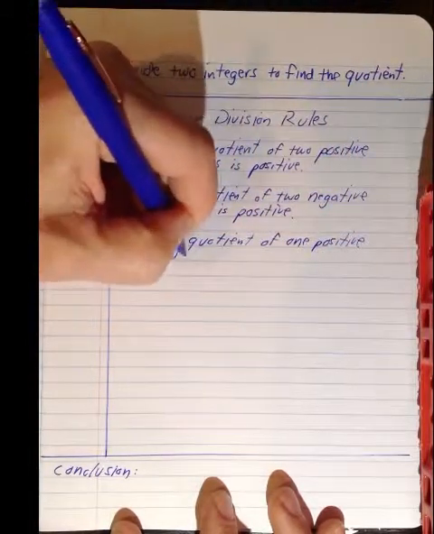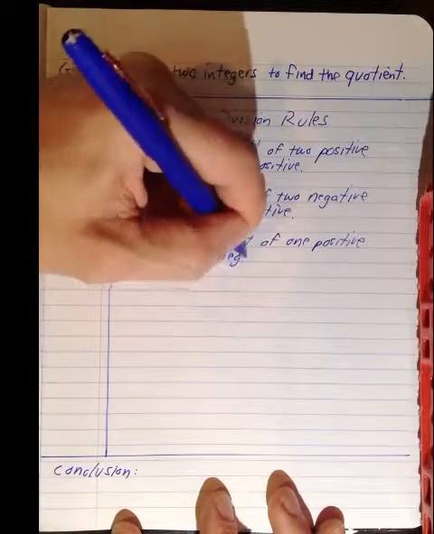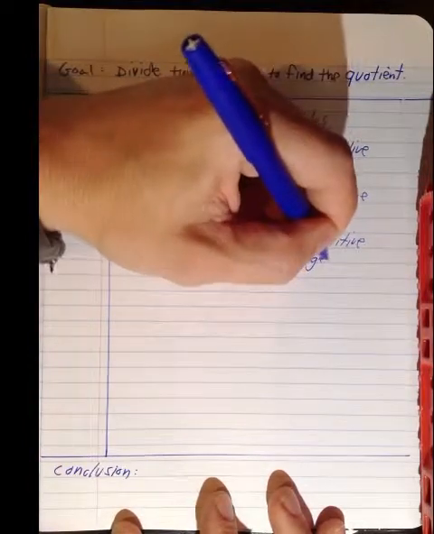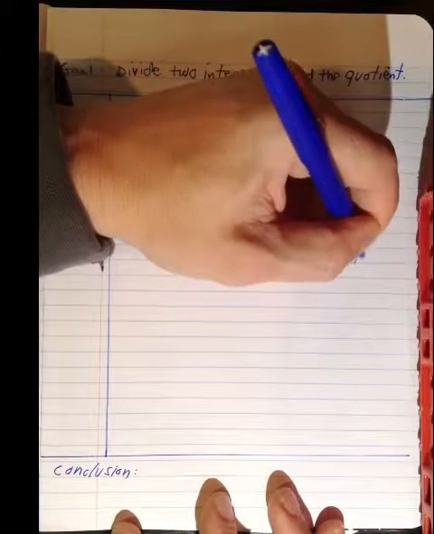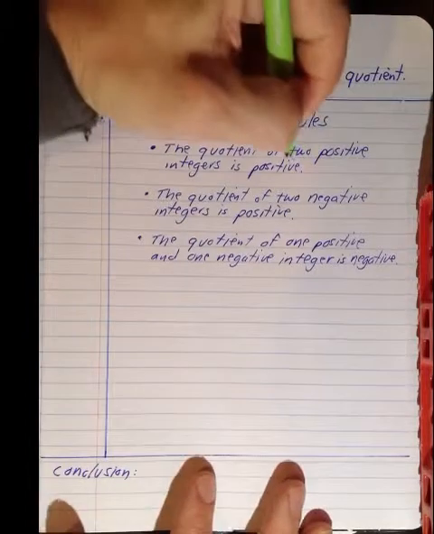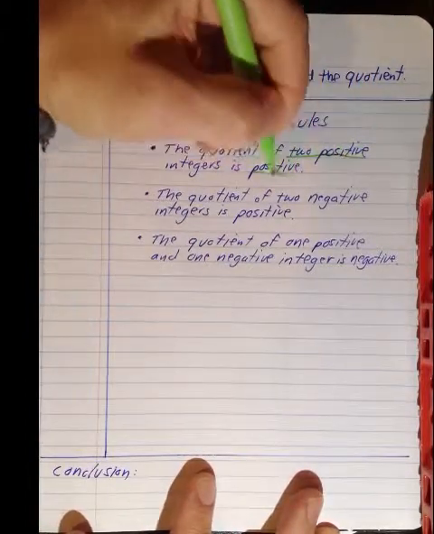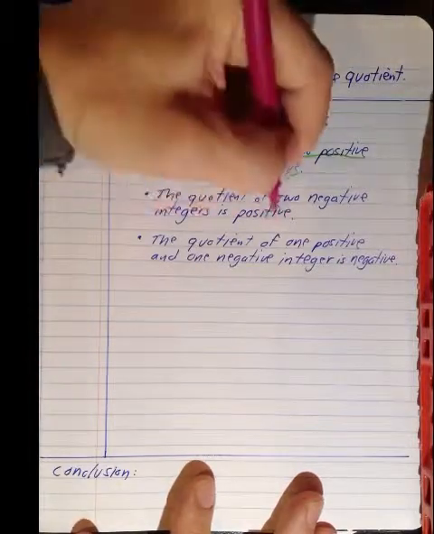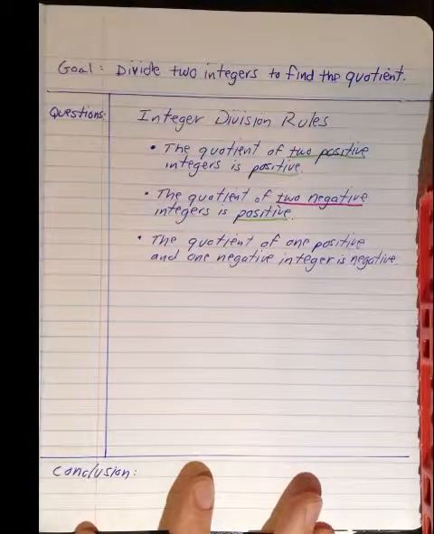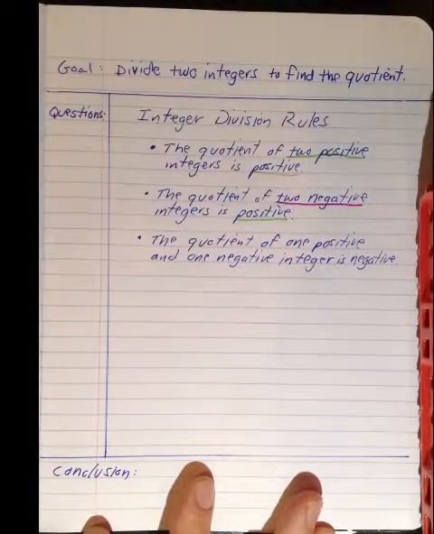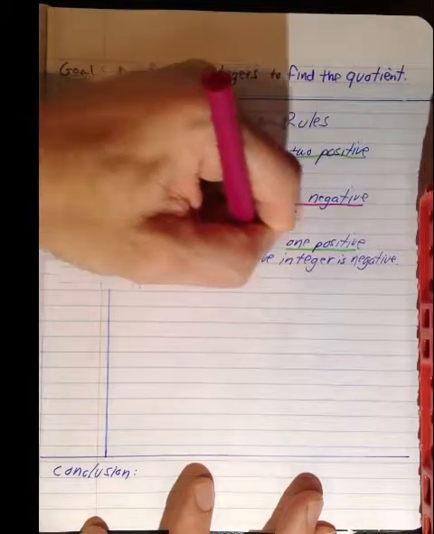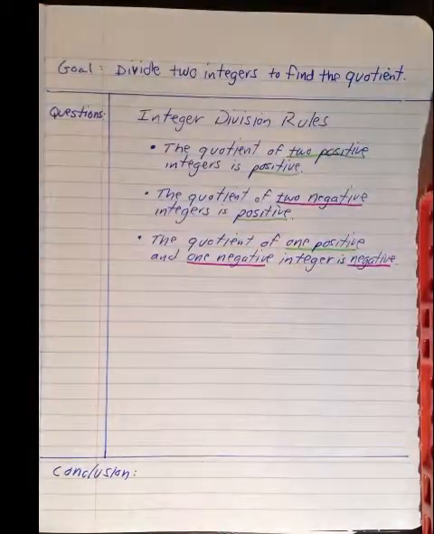The quotient of one positive and one negative integer is always negative. So again, two positive integers divided result in a positive answer. Two negative integers divided also result in a positive answer. And one positive and one negative divided together will always result in a negative answer.